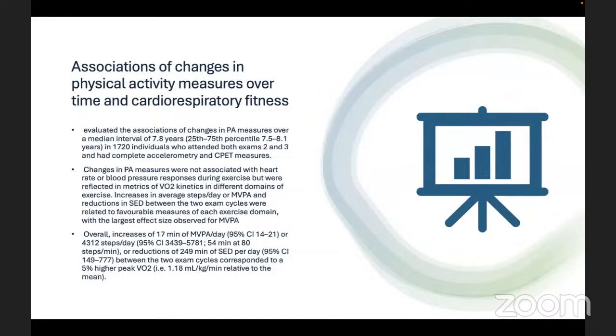So increases in average steps or moderate vigorous physical activity and reduction in the sedentary lifestyle between the 2 exam cycles were related to favorable measures of each exercise domain, with the largest effect size observed for the moderate vigorous physical activity. So overall, an increase of 17 minutes of moderate vigorous activity per day, or more than 4,000 steps per day for almost 54 minutes at 80 steps per minute, or reduction of 249 minutes of sedentary life per day between the 2 exam cycles corresponded to a 5% higher peak of oxygen consumption. Next, please.